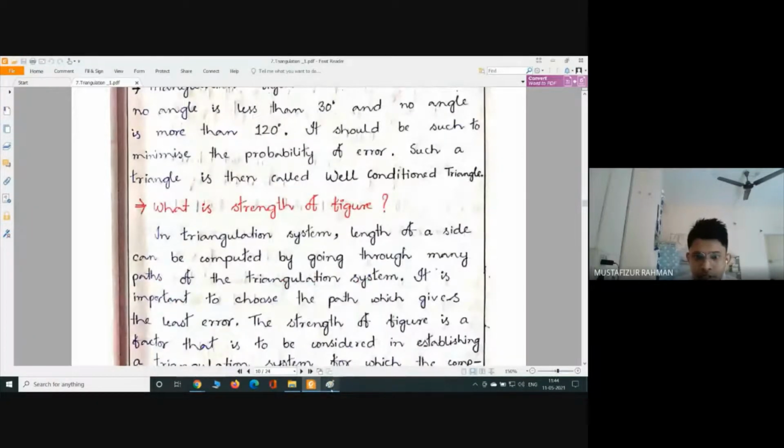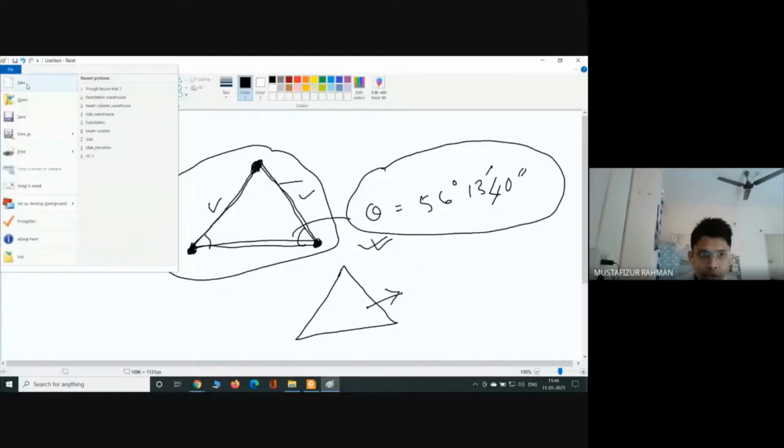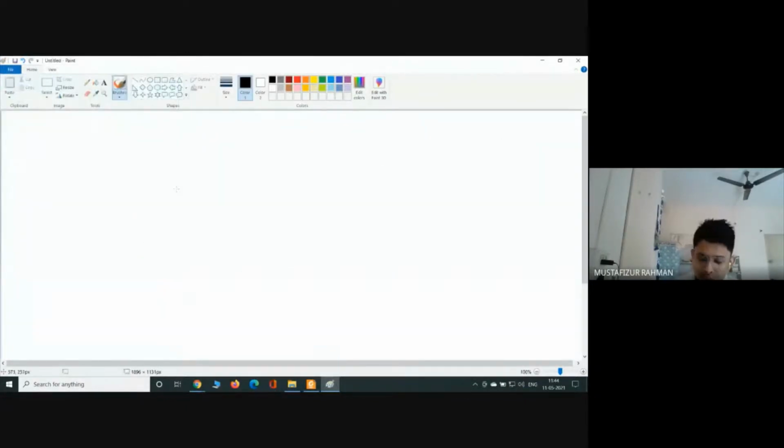Now there is a term strength of figure. Now we do not need to know how to calculate the strength of figure. There are some formulas and calculations. It was there earlier in our syllabus. Now it is no more in the syllabus. Just the term strength of figure.